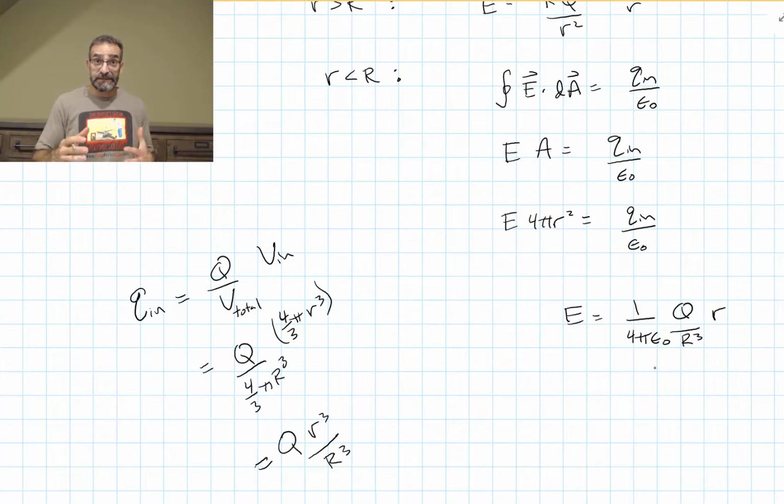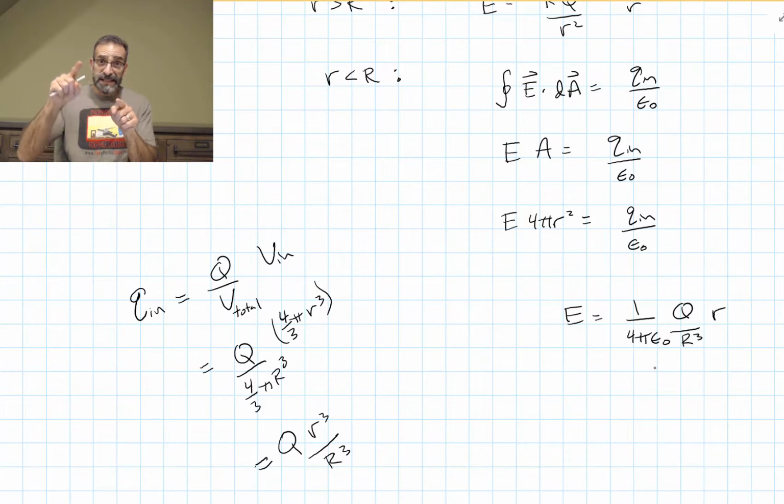It increases linearly as we move out from the center. At the center of our sphere, it has to be 0, right? Because we have equal charge on every side. If we're right at the center of a spherical charge distribution, there's equal electric field coming from every opposite side of us, canceling out at the center. We know it has to be 0 at the center.